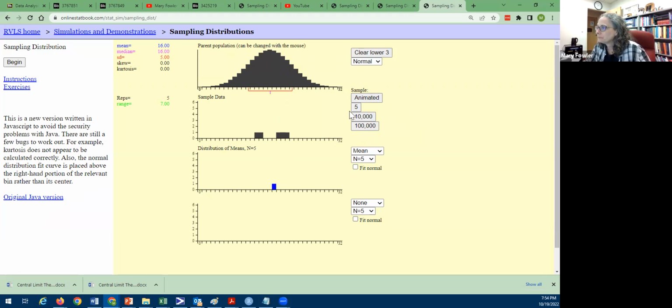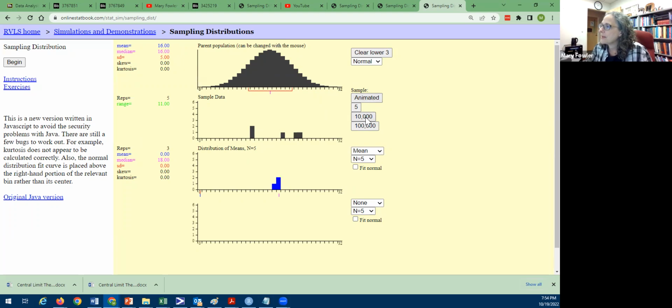I can animate again. Notice this time we didn't get exactly the same value for X bar, the sample mean, but we got another one, over here. And now we have another one. So each time we likely could get a different value of the sample mean. So this here, the parent population, has a mean of 16 and a standard deviation of 5. And we are taking samples of size 5.